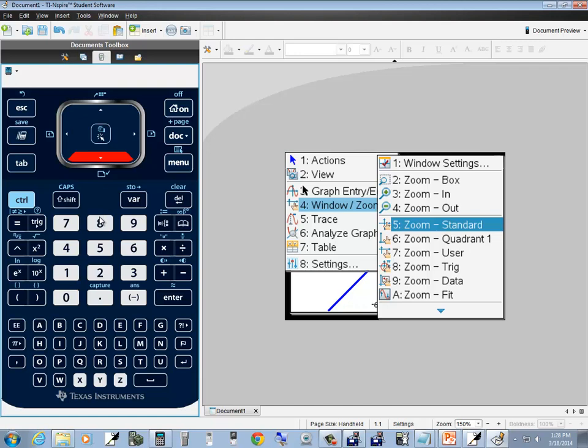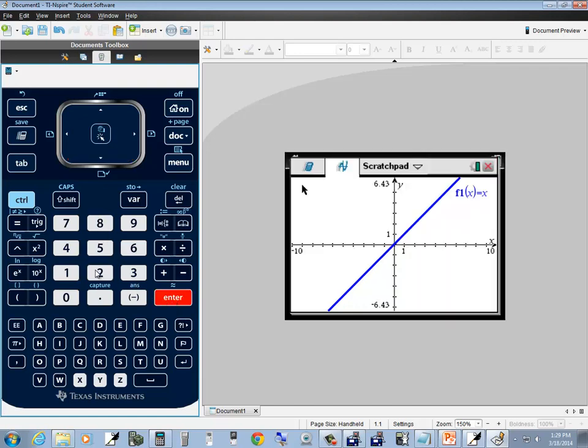Or you can just press the numbers in front of it. Press the 5, it does the down arrow and enter for you. And that sets you back to your standard viewing window. We didn't see any kind of change here, but standard viewing window is -10 to +10 usually on your x-axis. And normally it's -10 to 10 on your y-axis, but you see we got less real estate here, I guess. So it's going from -6.43 to +6.43. But that's our standard viewing window.